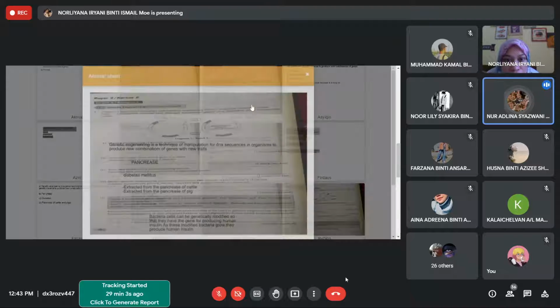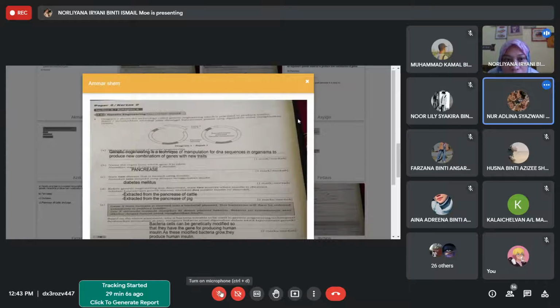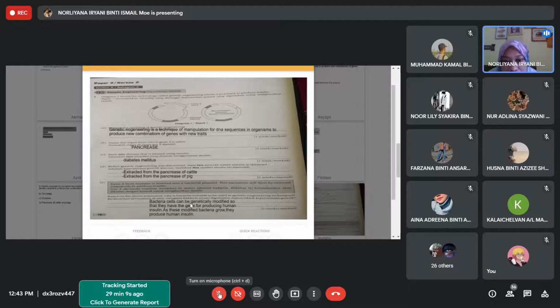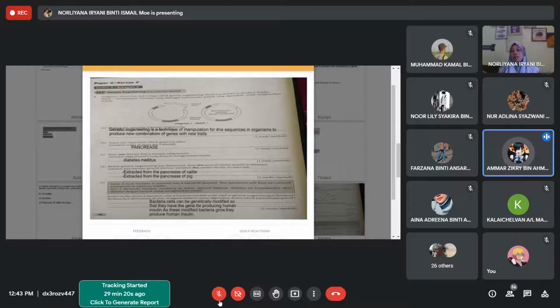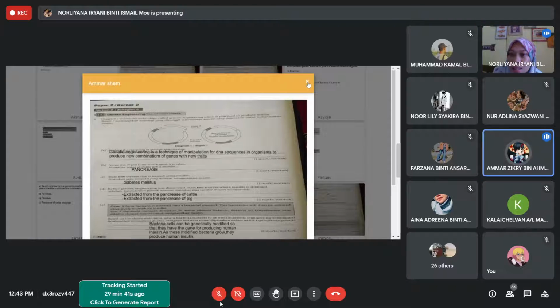Who else has done it? Teacher, mine. Wait, teacher checks Amal first. Bacteria cells can be genetically modified so that they have the gene for producing human insulin. As these modified bacteria grow, they produce human insulin. That is about genetically modified, but Farzana's is the reason why we use bacteria, the reproduce one. Correct. What is the characteristic of the bacteria that makes it suitable?